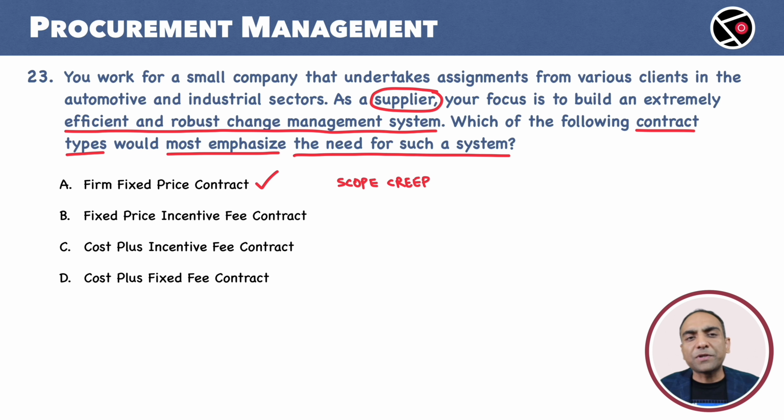Other contract types: B. FPIF, C. CPIF, and D. CPFF offer more flexibility to the seller. There is risk sharing between seller and the buyer. Change management still matters, but the need is somewhat less than that for the FFP contract. A is our choice.